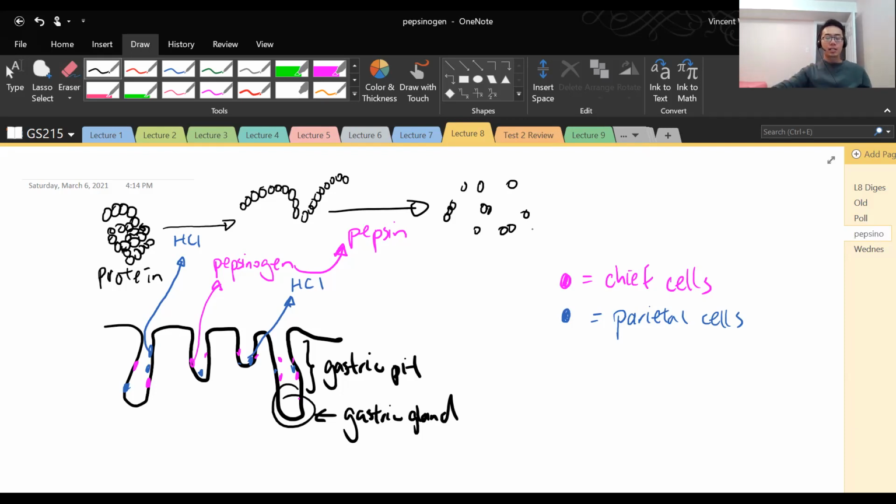So this is the first part in the entire digestive system where your protein is going to be chemically digested. In the saliva there's no acid, right? So it's not going to unfold the protein. There are no enzymes that would break down the protein. So the answer is the stomach.